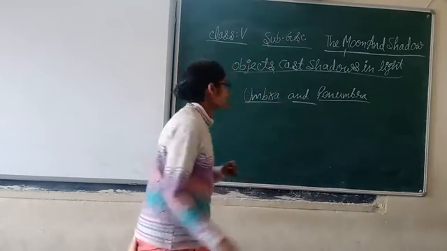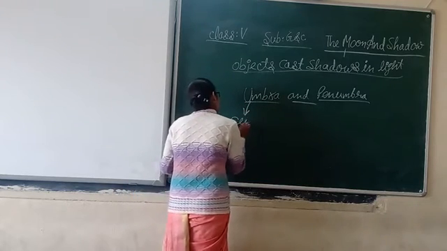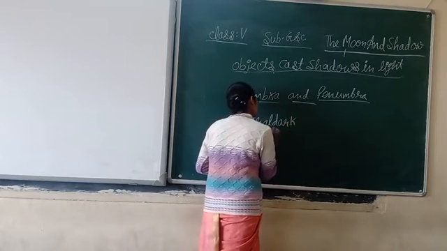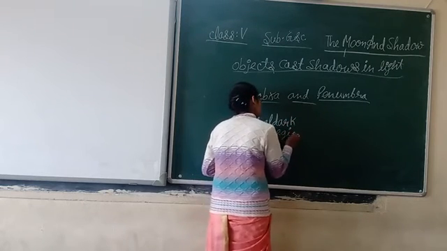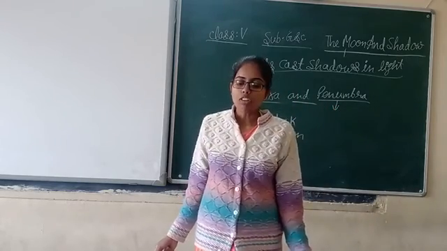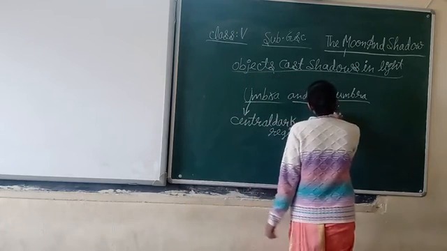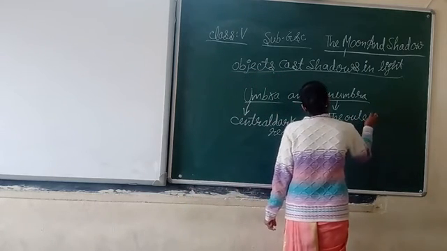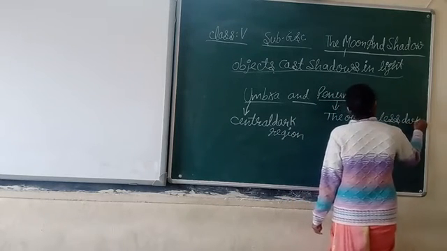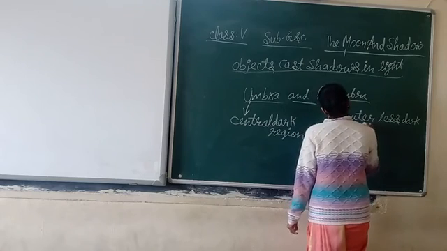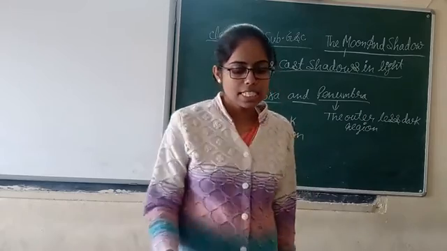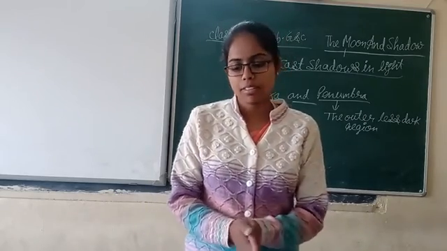The central dark region is called the umbra. What is the central dark region called? That is called the umbra. And what about penumbra? The outer less dark region is called the penumbra. This is about the umbra and penumbra.